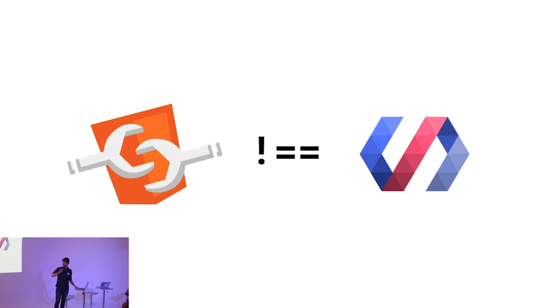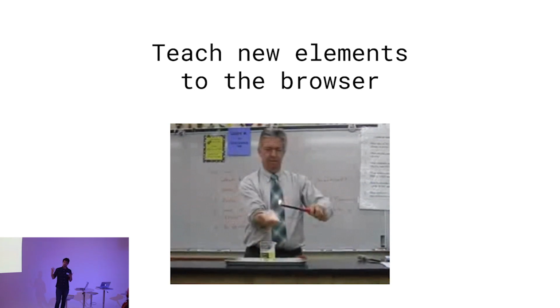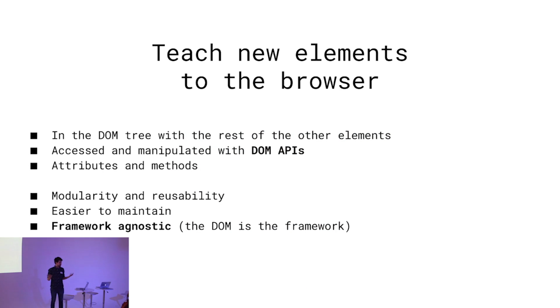Let's enter web components. Web components are not Polymer. Most people get confused about it. They are a standard from W3C, and Polymer is a library by Google. With web components, we can teach things to the browser. We can teach the browser new elements. They behave exactly like any other DOM HTML element. They have the same APIs. They have attributes. They have methods. And they encourage modularity and reusability in the browser.